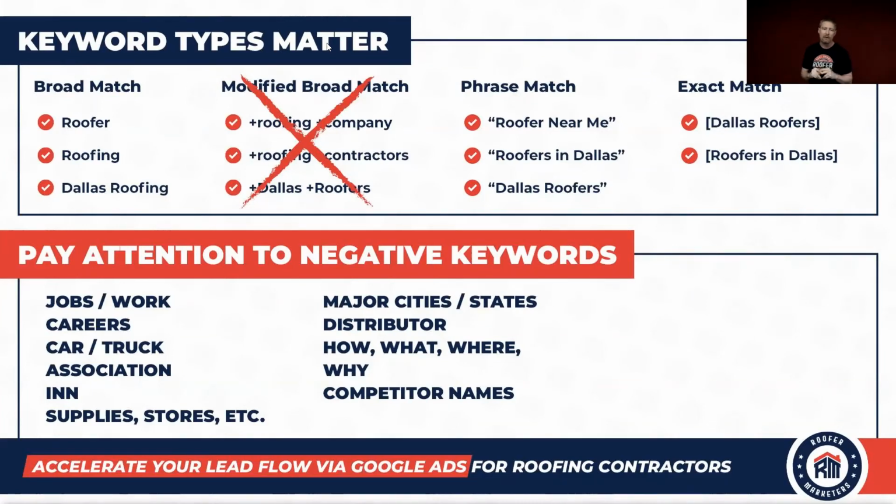Some things to look out for in phrase match. A lot of times you might think that roofing company would be a good thing to put in phrase match, because someone might type in top best local roofing company near me, and that would be a good thing to happen. But one of the things that is challenging about that is that a lot of roofing companies are named something roofing company. So in that instance, you're going to get a lot of calls for your competitors.